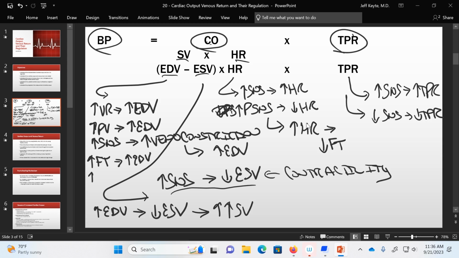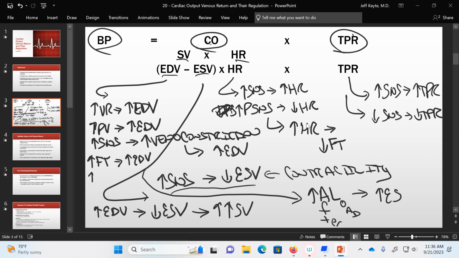ESV, here we're still talking about that. It's gotten really messy. All right, afterload. As afterload goes up, ESV goes up. You guys are like, what the heck is afterload, Dr. Key? Afterload, all right, so think about this. In our pressure volume loop, before the heart can start to eject, it has to do what first? It has to open the valve, right? It has to open the aortic and pulmonic valves.